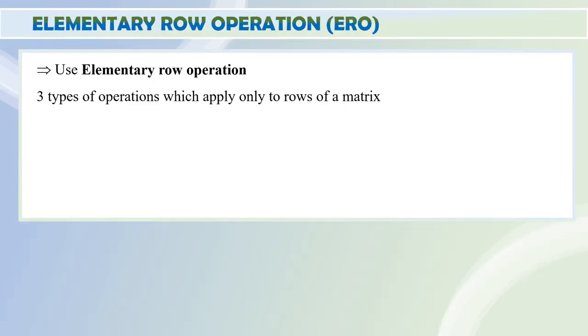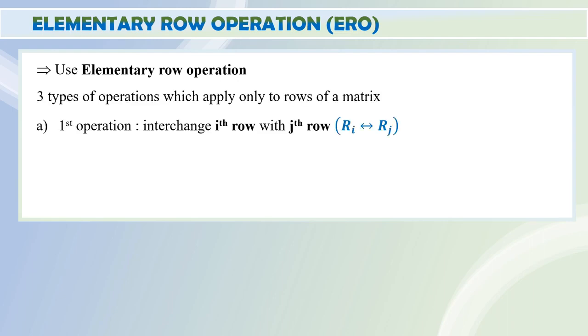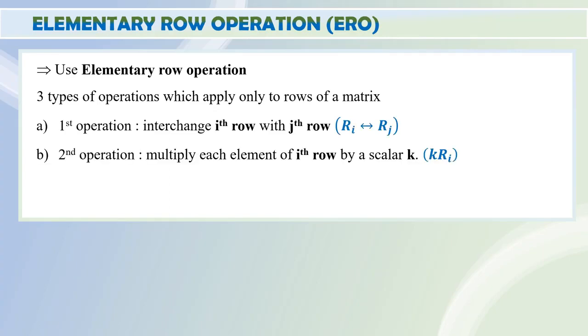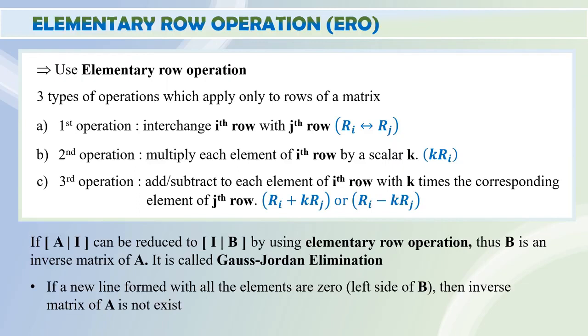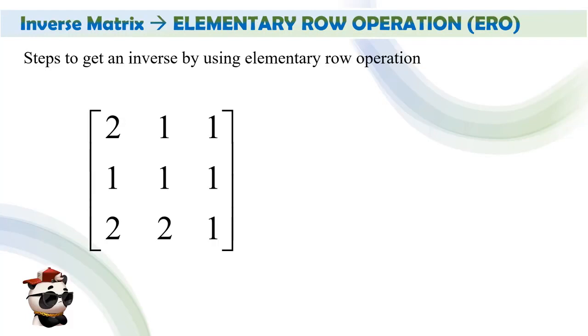Elementary row operation, ERO. 3 types of operations which apply only to rows of a matrix. Steps to get an inverse by using ERO.